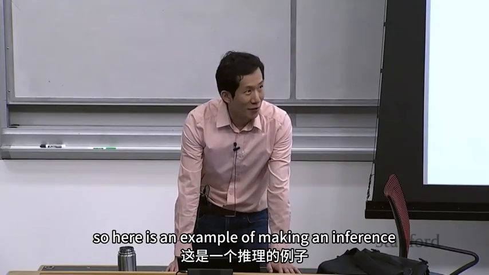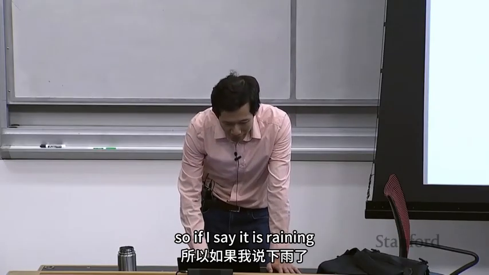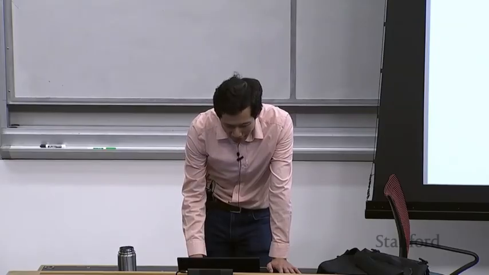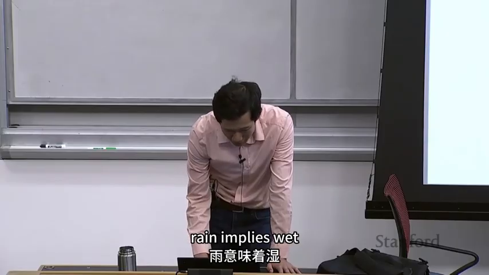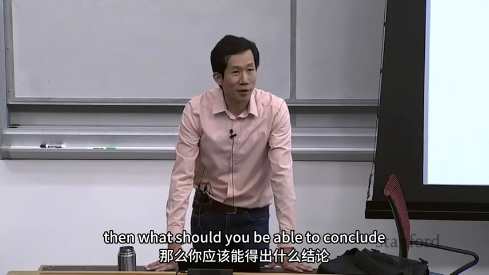So here is an example of making an inference. If I say it is raining, and I tell you if it's raining, it's wet, rain implies wet, then what should you be able to conclude?